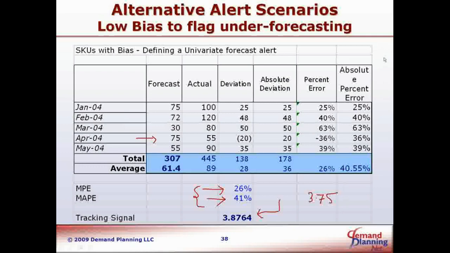I put it at the end of the presentation because there is really no visible way for you to calculate tracking signal in the user interface, right? But the alternative is to look at a combination of MPE and MAPE and leverage that to address your forecasting bias. Okay. All right. Let's see if there's any questions there.